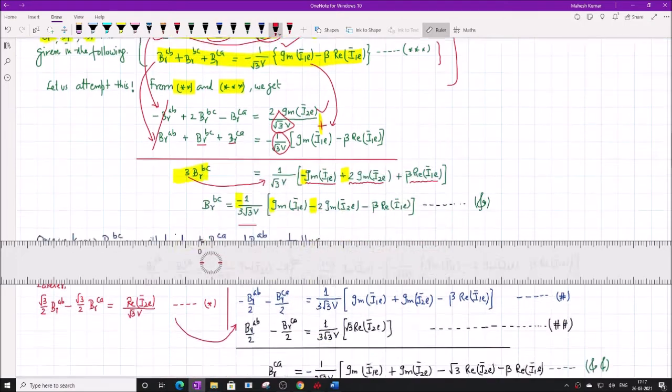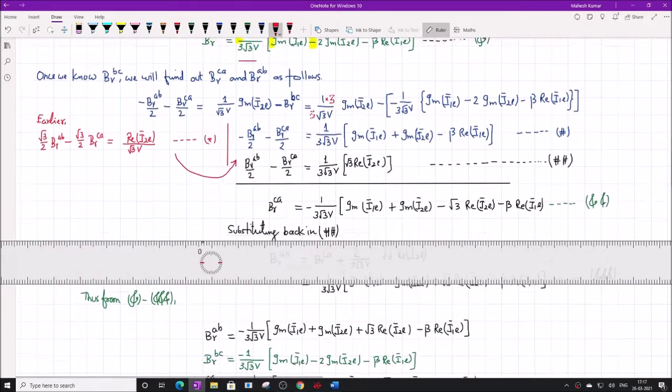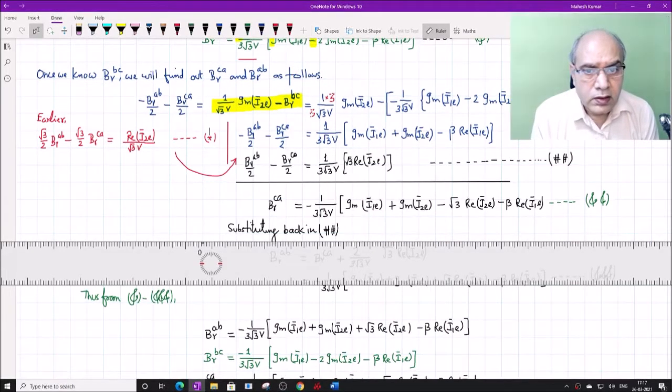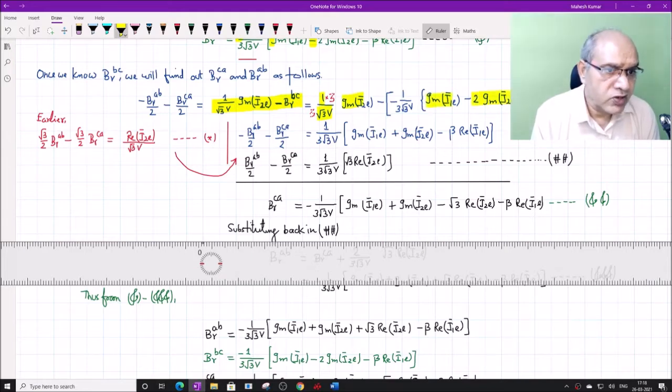So using the same equation again, we will find the value of B gamma AB by 2 minus B gamma CA by 2, which is equal to 1 by root 3B imaginary of I2L minus B gamma BC. So this is equal to 1 by root 3B imaginary of I2L, same thing, and minus B gamma BC is minus 1 by 3 root 3B imaginary of I1L minus twice imaginary of I2L minus beta real of I1L. Okay, so minus minus becomes plus.